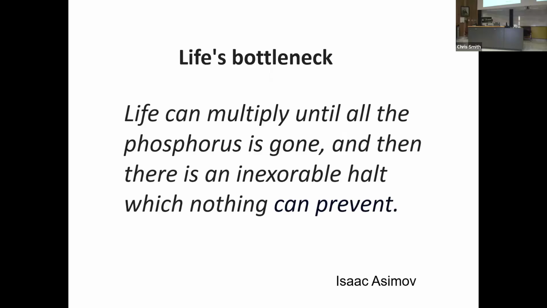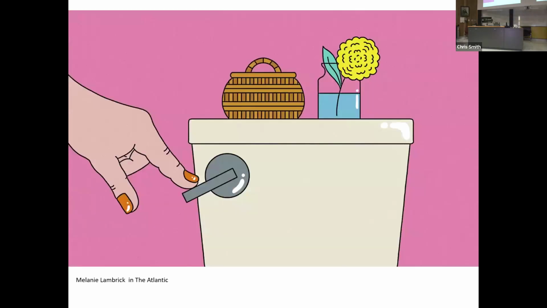Things like nitrogen and sulfur, carbon, those are all recycled through the atmosphere, through various atmospheric processes, because they have a gaseous oxide. So they can be recycled and we can reuse them in that sort of way. Phosphorus's oxide is not gaseous. And Asimov says, life can multiply until all the phosphorus is gone. And then there is an inexplicable halt, which nothing can prevent. Why is this a problem for us?